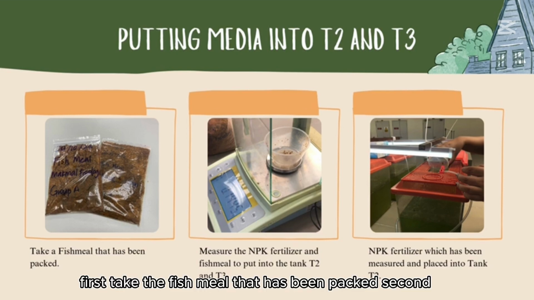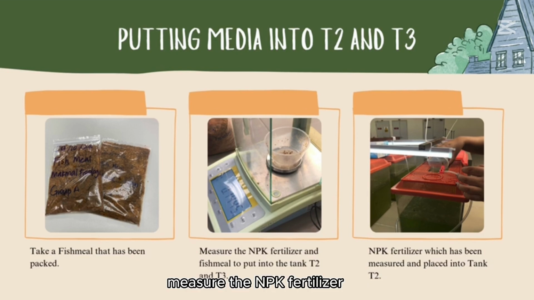First, take the fish meal that has been packed. Second, measure the NPK fertilizer and fish meal to put into the tank treatment 2 and treatment 3. Next, the NPK fertilizer which has been measured is placed into tank treatment 2.